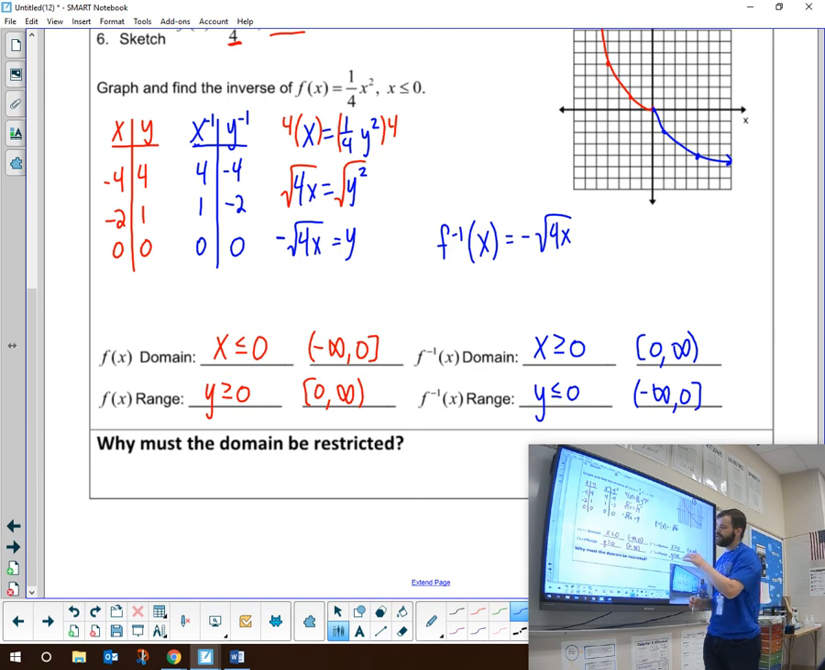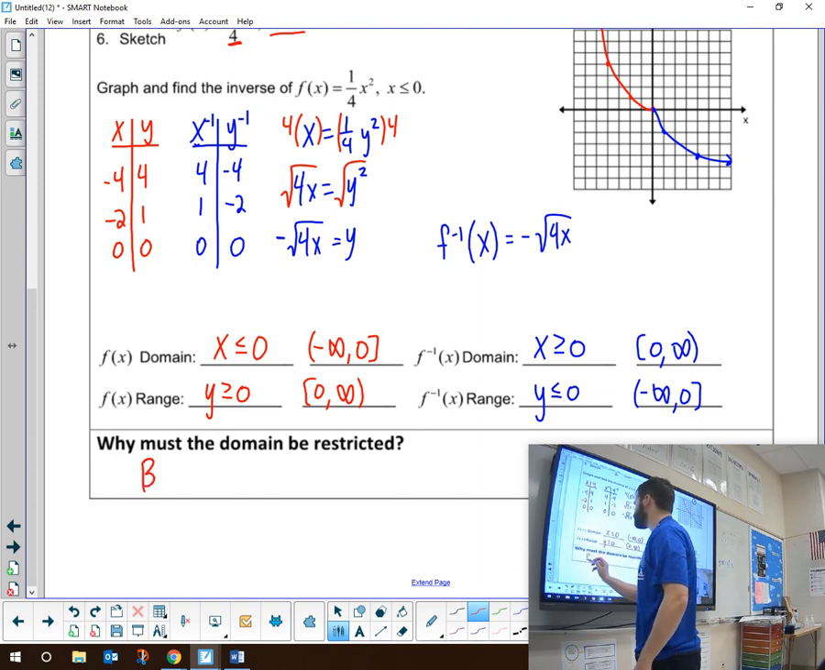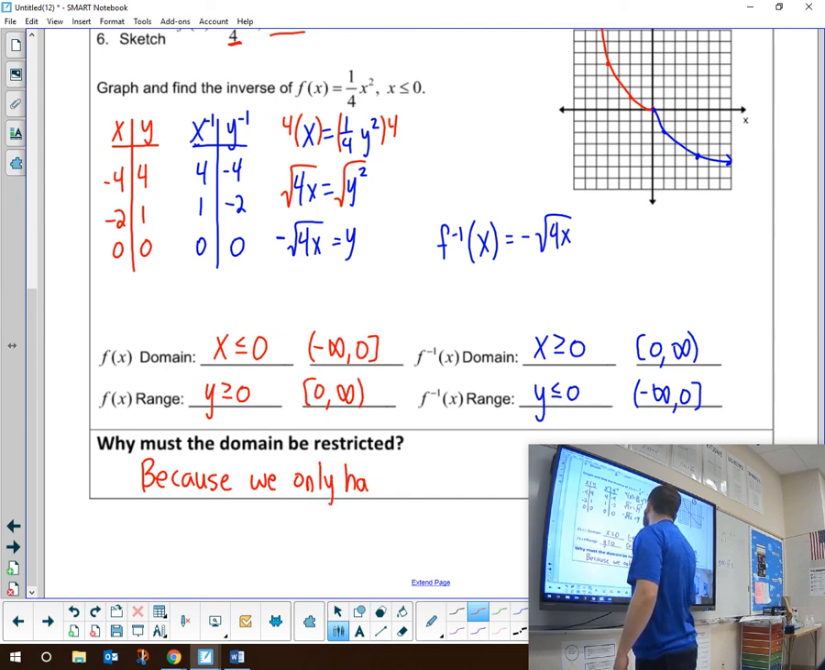Okay? Last but not least, let's answer this question. Why must the domain be restricted? Well, the domain must be restricted because a square root only really has half of that graph, only half of the parabola. So we have to restrict the domain to find the inverse in my squared functions. Okay? All right, so I'm going to write that out because I'm going to make it real simple. Because we only have half the graph.